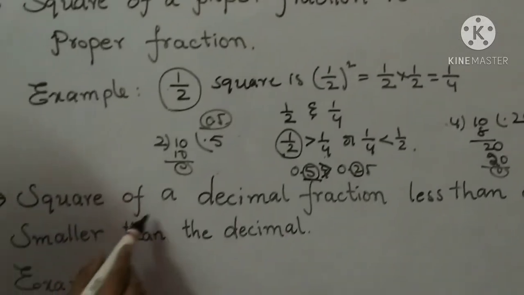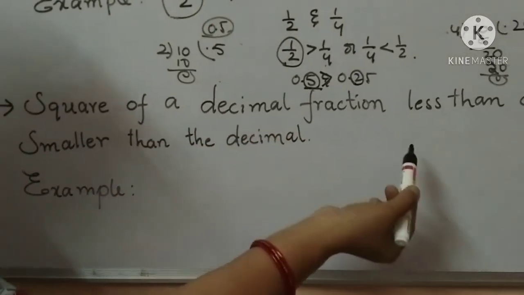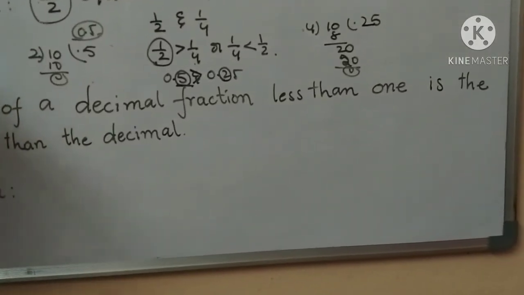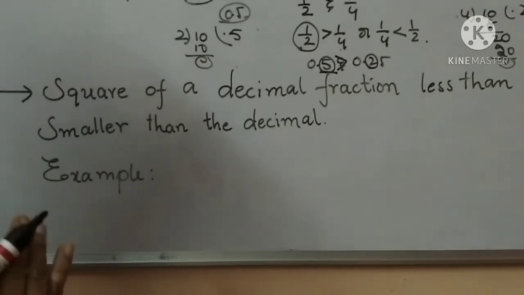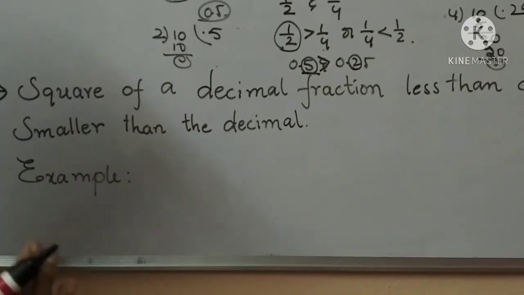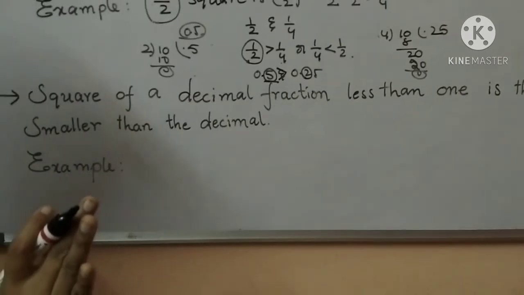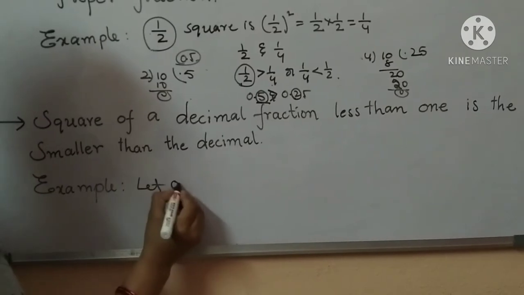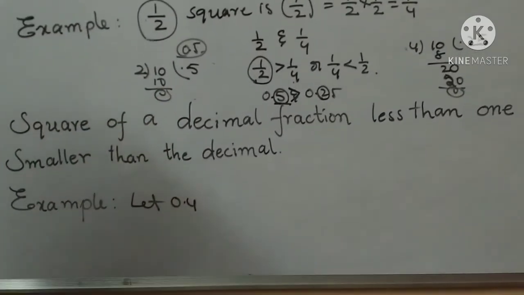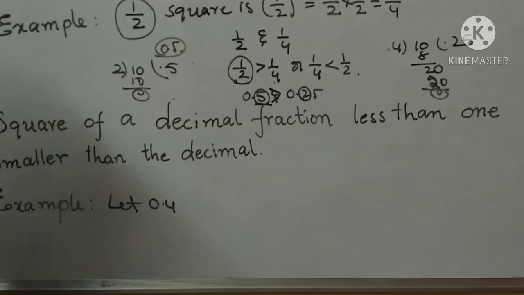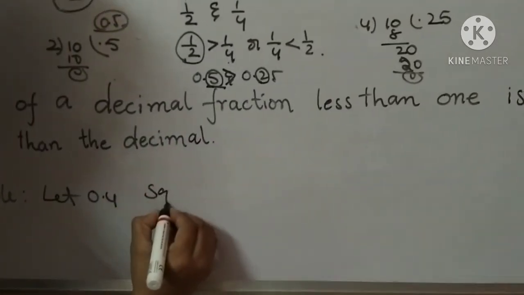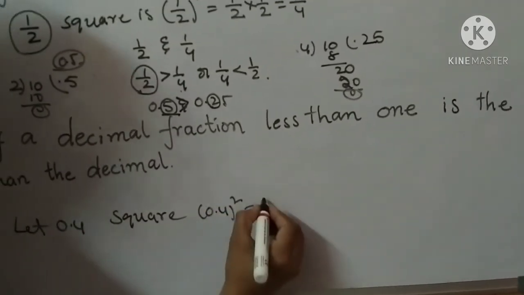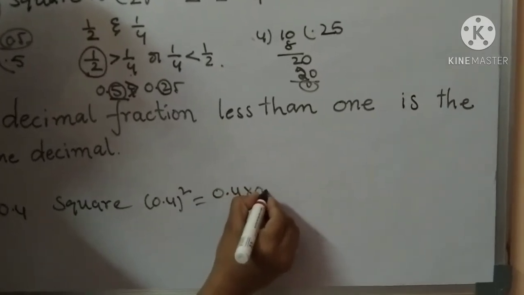Okay, next. The square of a decimal fraction less than 1 is smaller than the decimal. Less than 1 means 0 point numbers, like 0.1, 0.2, up to 0 point numbers. For example, let us take 0.4, a decimal number, a decimal fraction. Here the square of 0.4, 0.4 whole square, equals 0.4 into 0.4.